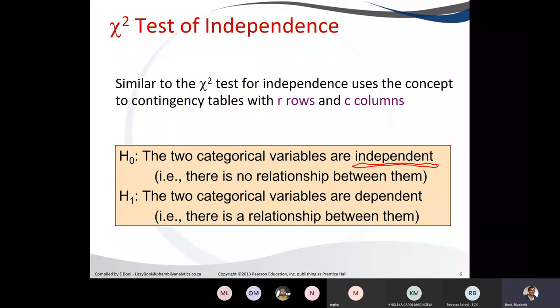But you never state the hypothesis by using "there is no relationship." We always say "are independent." The alternative will say the opposite of that. It will state that the two categorical variables are dependent, which means there is a relationship between the two variables. And that's how we state the null hypothesis and the alternative hypothesis.